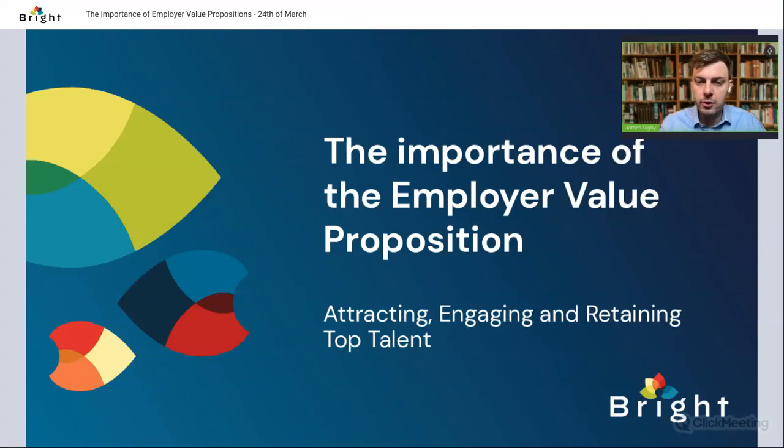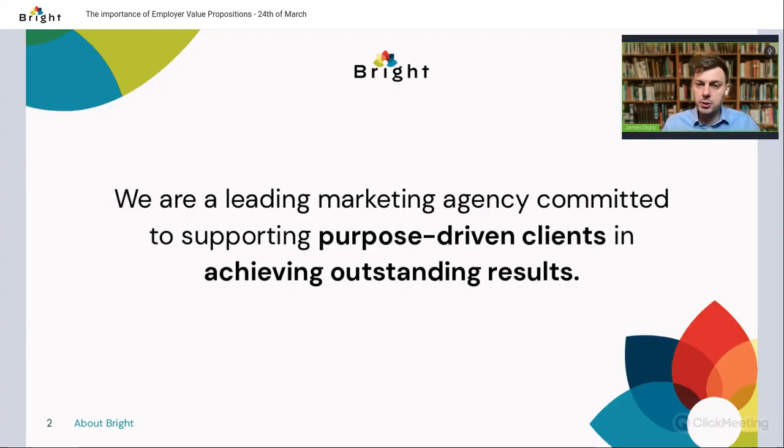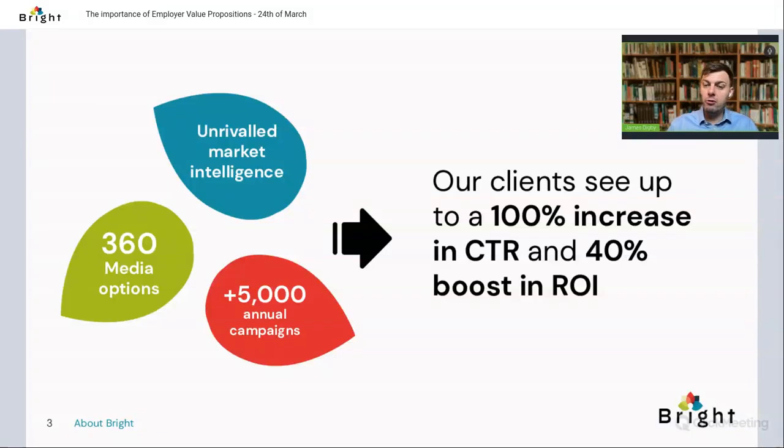So in terms of who I am, my name's James Digby. I'm the Managing Director of Bright. We support a wide range of clients. All of them are purpose-driven, so a lot of schools. We work with a number of charities, an exam board, a range of different companies, but they all have one thing in common, which is they are purpose-driven to make the world a better place. So we do that through running marketing campaigns, both on the attraction of staff and attraction of customers. And we run about 5,000 of those campaigns a year.